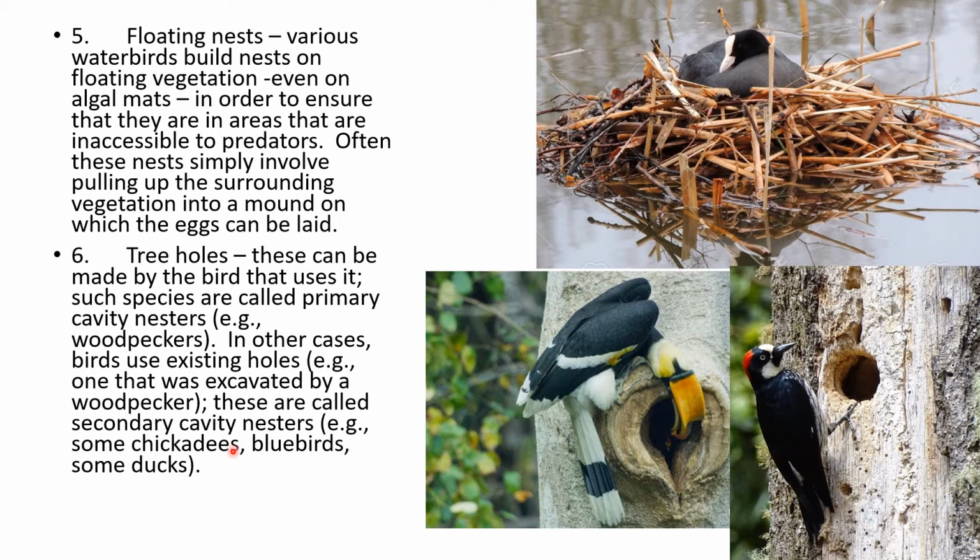Sometimes some birds, such as these hornbills, some bluebirds, some ducks, use the tree holes excavated by some other birds. So these are called secondary cavity nesters. So primary cavity nesters excavate their own holes. Secondary cavity nesters use the holes prepared by the other birds.